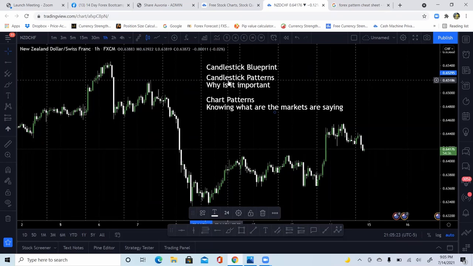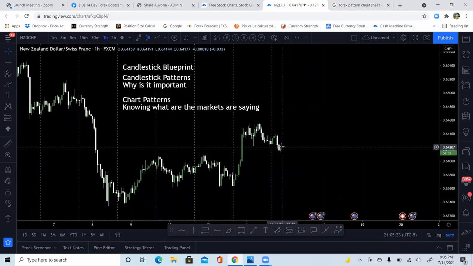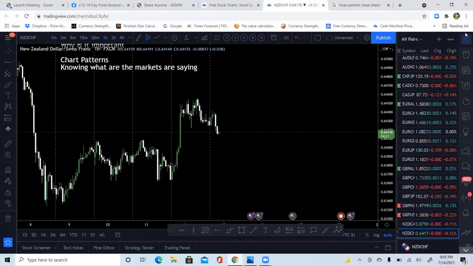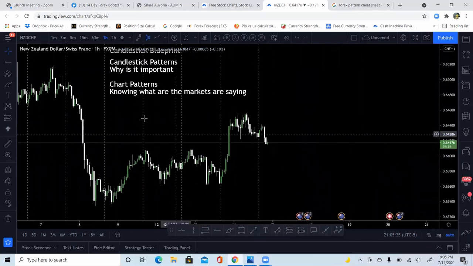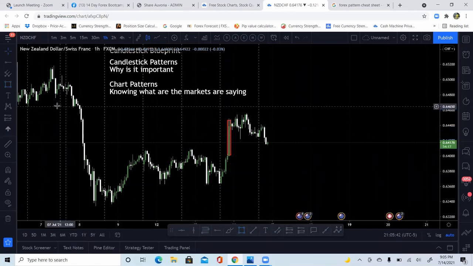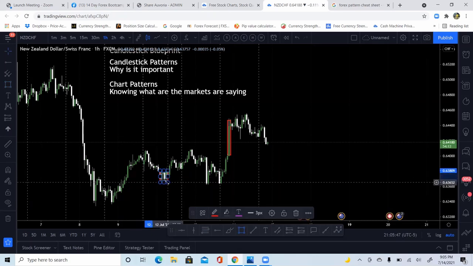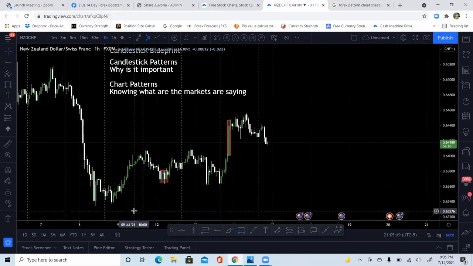So when you're looking at the markets, for example, let's pick a random pair. Well, let me keep it on this pair actually. For example, we're going to teach you exactly why this candle is what it is versus why these candles are what they are. And really understanding how to confirm a trade using candles.